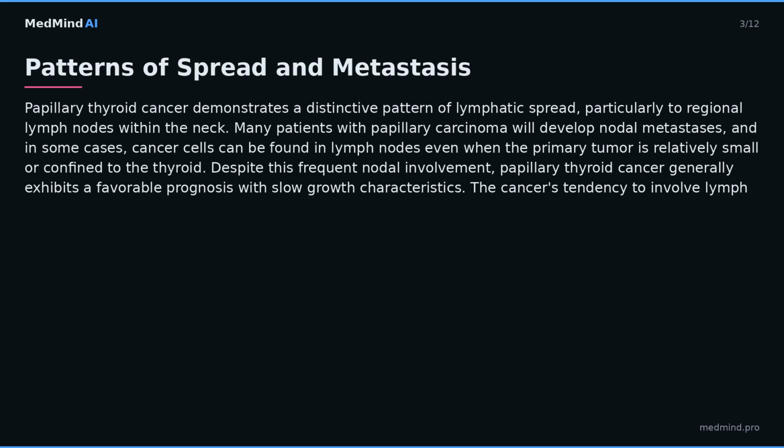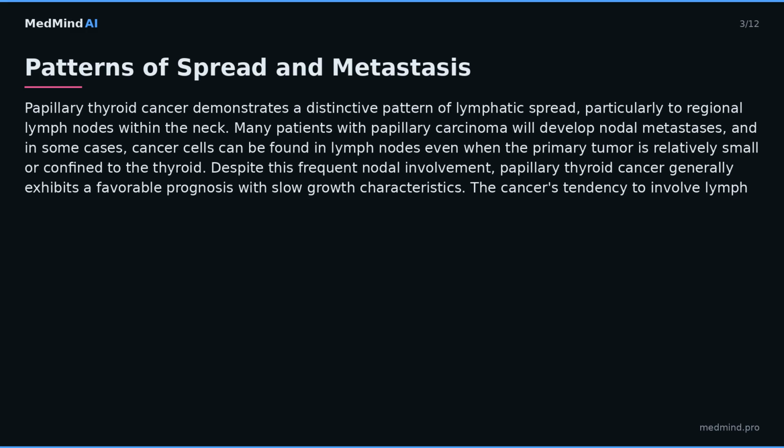Patterns of spread and metastasis. Papillary thyroid cancer demonstrates a distinctive pattern of lymphatic spread, particularly to regional lymph nodes within the neck. Many patients with papillary carcinoma will develop nodal metastases, and in some cases, cancer cells can be found in lymph nodes even when the primary tumor is relatively small or confined to the thyroid. Despite this frequent nodal involvement, papillary thyroid cancer generally exhibits a favorable prognosis with slow growth characteristics. The cancer's tendency to involve lymph nodes early has made regional lymph node assessment an important component of surgical planning.